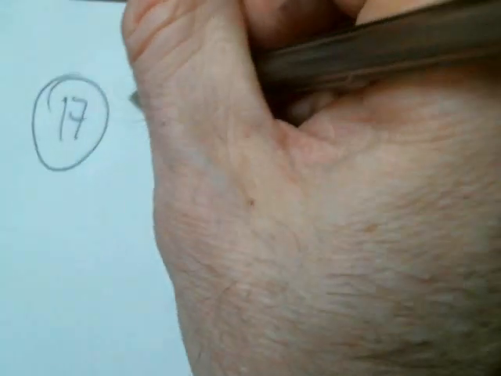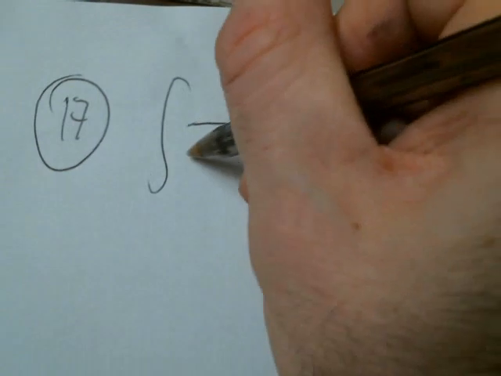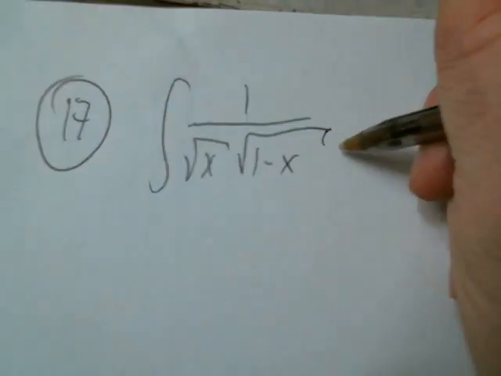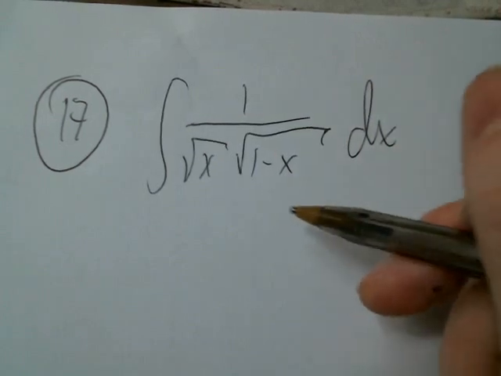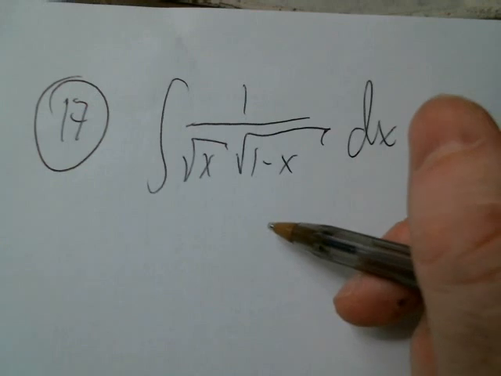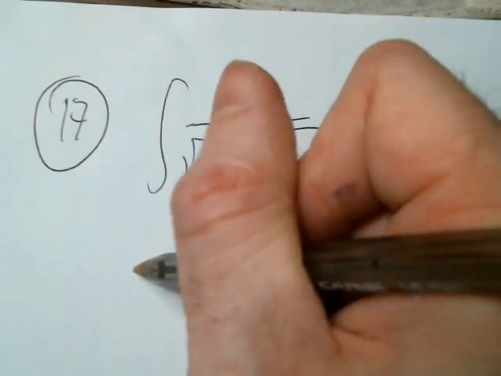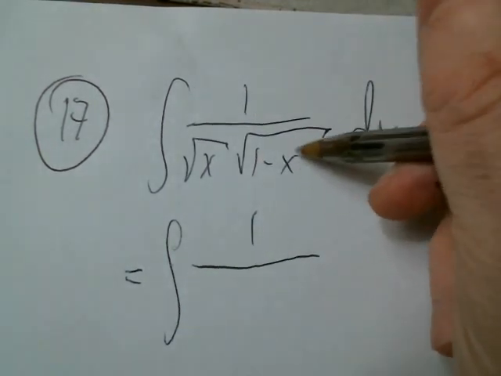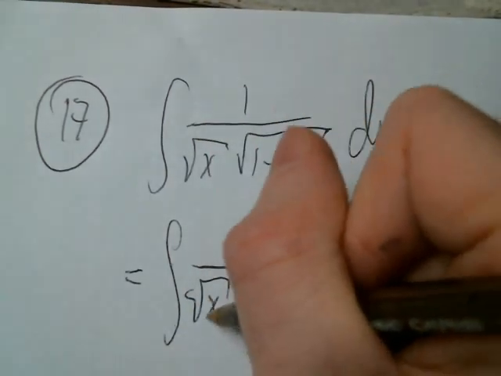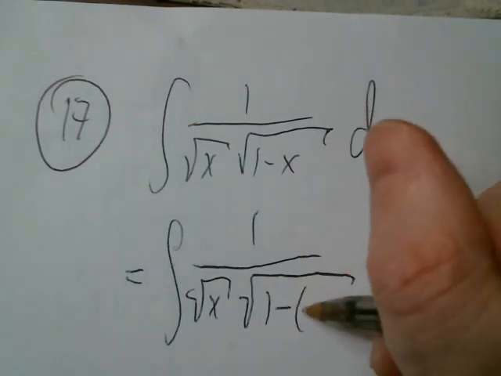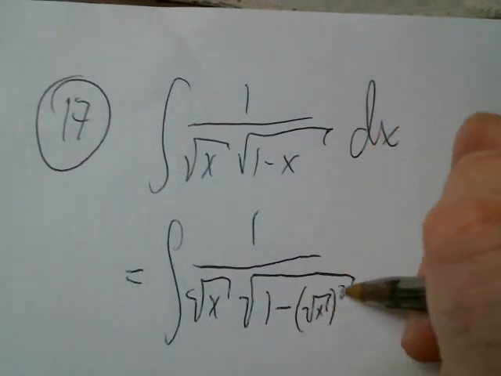Let's try number 17. I'm hopeful for number 17 to be an inverse sine. So this is 1 all over the square root of x times the square root of 1 minus x dx. And this guy looks an awful lot like the secant inverse, but I don't think it is. So how am I going to figure this one out? Well, I'm going to rewrite this thing as the square of something. Okay, so what is it the square of? Well, it's the square of the square root of x. So this will be the square root of x squared.